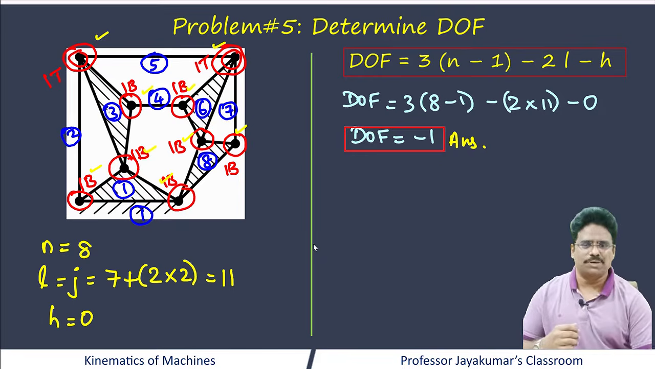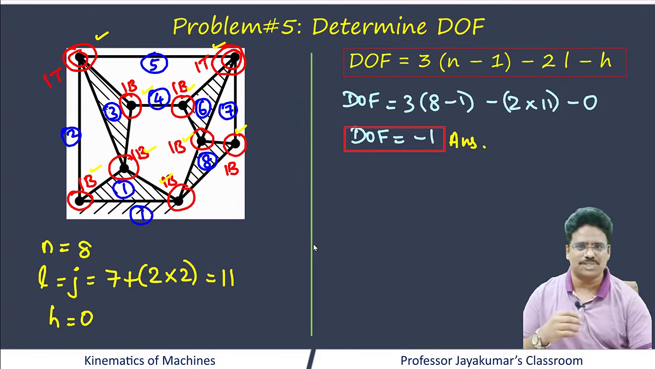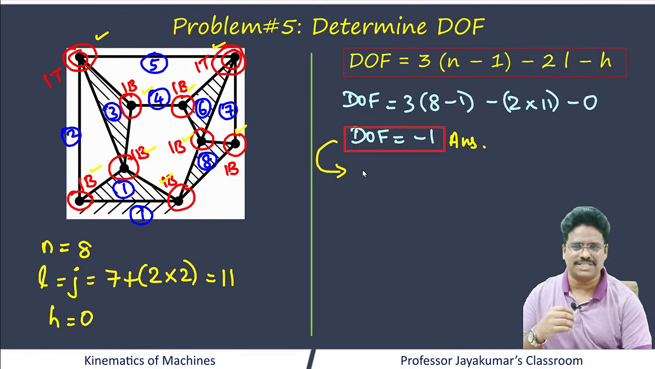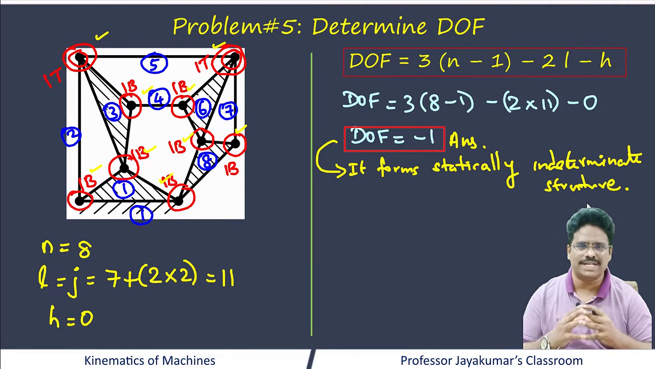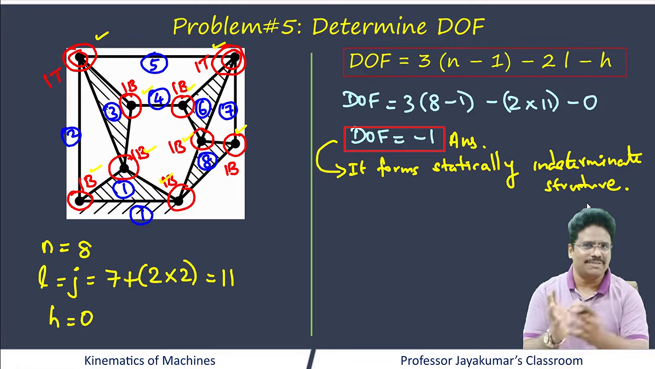There you are. In this problem we are getting degrees of freedom as -1. What does it mean? It means that it forms a statically indeterminate structure. Such kinematic chains will be useful while designing clamping mechanisms.